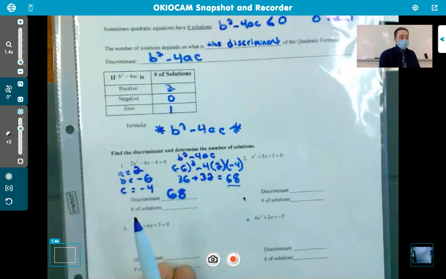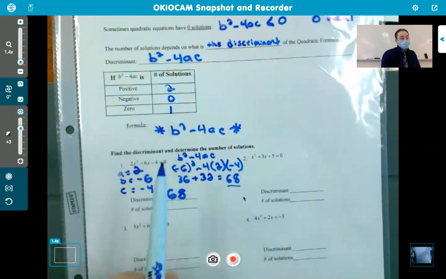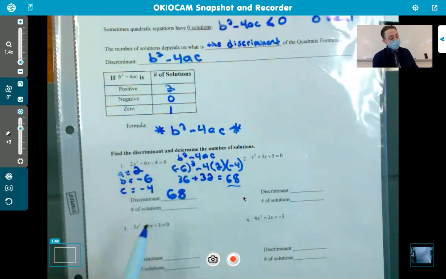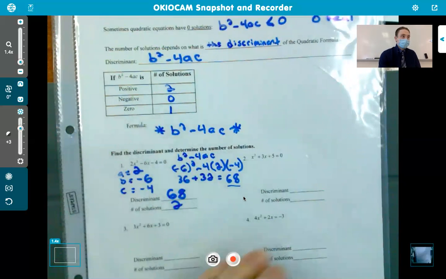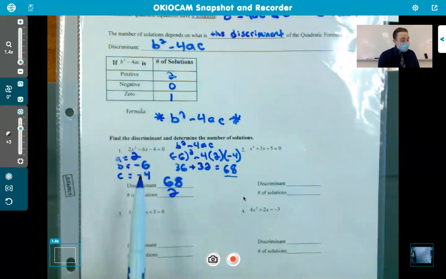And now just using our notes from above or even this chart here, my number is a positive number. So when I see that, the number of solutions that I have are 2. So if I were to graph this equation, it would cross the x-axis twice. If I were to try to find the solutions exactly from the quadratic formula, you'd find 2 solutions, right? That's what this is telling us.